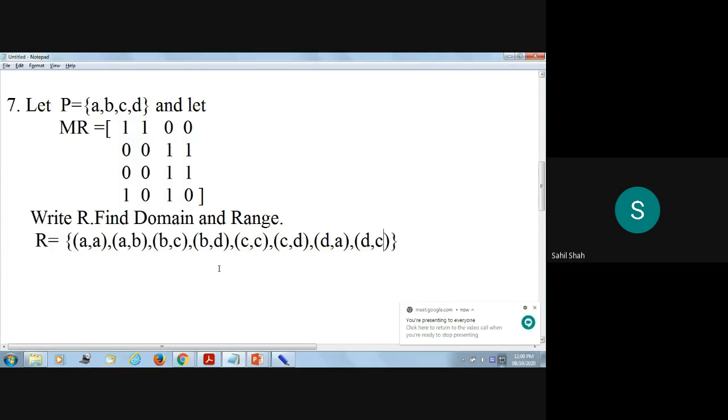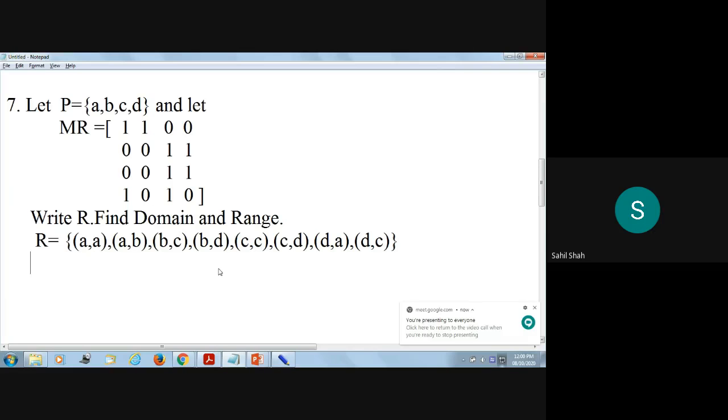Yes. Obviously, domain will have A, B, C, D. So we have A, B, C and D. And range will have A, B, C, D again. So domain and range are the elements of set P. I will not write it further.